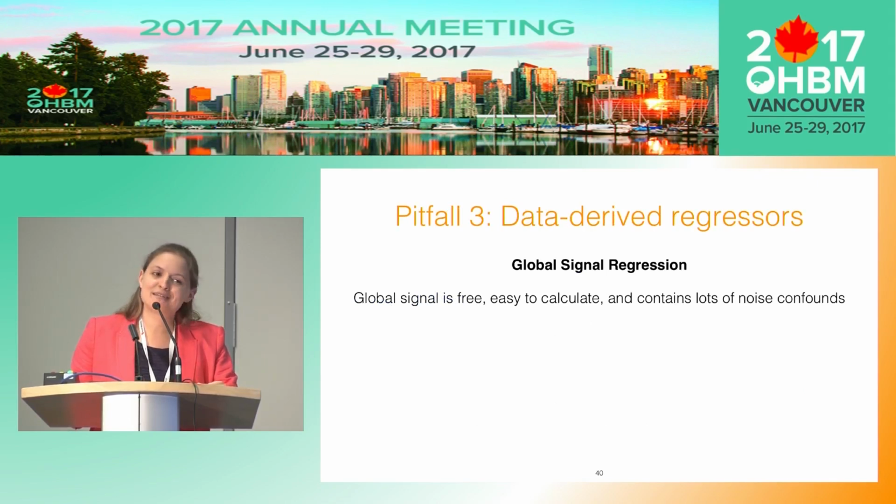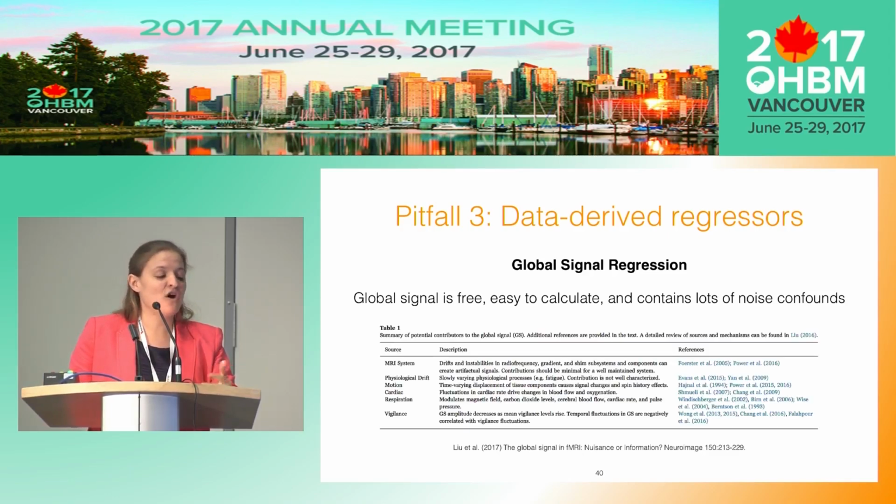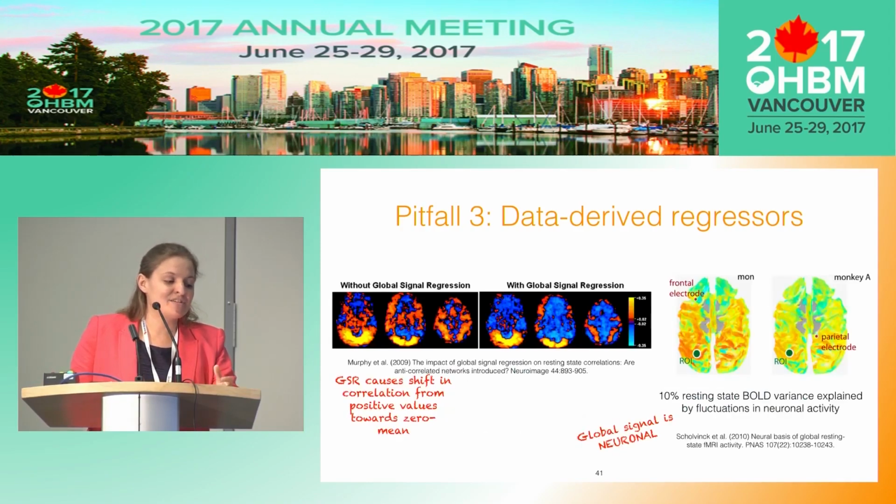I'm not really going to go into global signal regression. Like most of my colleagues, we're just avoiding this issue. It's still a controversial topic. It's free, it's easy, it contains all sorts of noise confounds that you might want to get rid of. But it does shift correlation values towards the negative region so that it's zero mean. And we know that there are neuronal contributions to this global signal. So removing it is a very loaded topic.